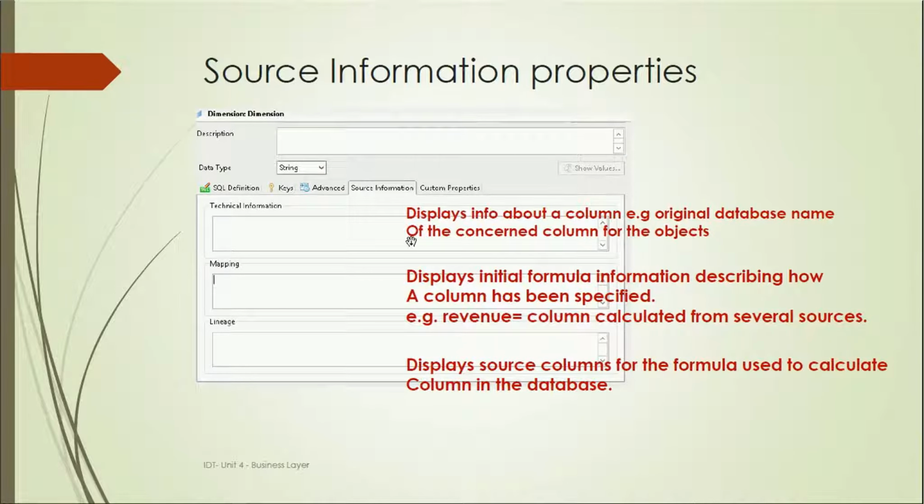Then the third property is source information. It will have technical information, mapping, and lineage. Technical information will have the information about the column name, so it is the original database column name. Then mapping will display initial formula information describing how a column has been specified. So revenue is the column. Then lineage will display source columns for the formula used to calculate columns in the database.